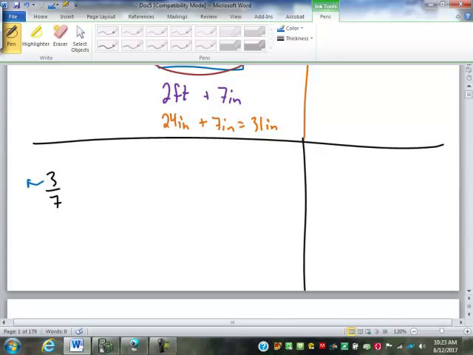The top number of a fraction is referred to as the numerator. The bottom number is the denominator. Good.